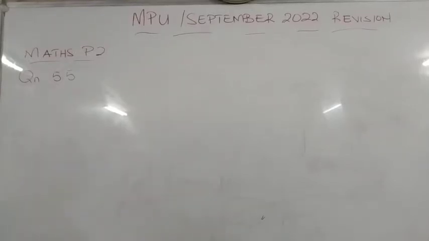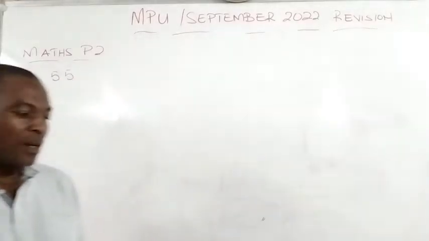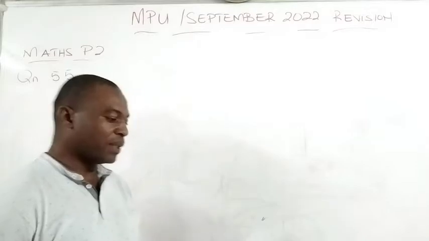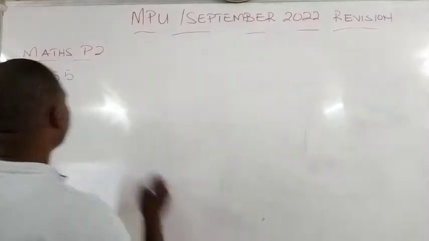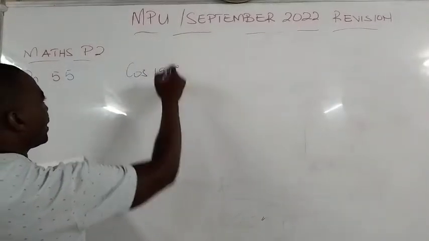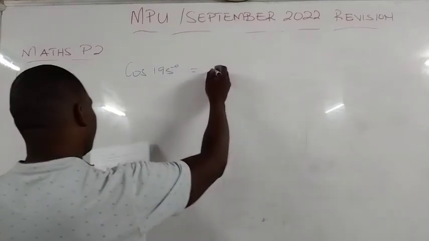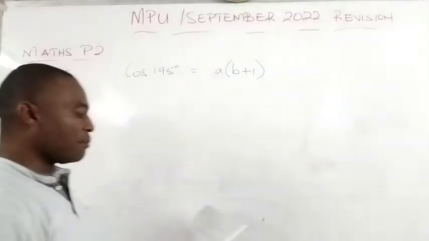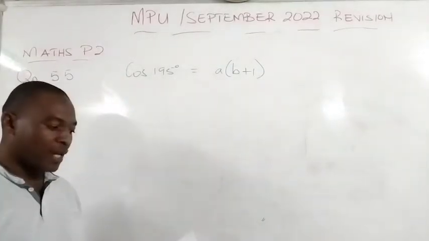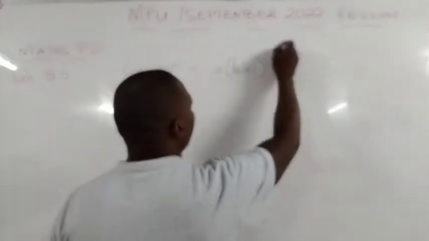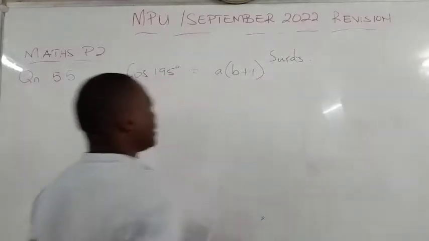5.5, we need the numerical value of cos 195 degrees, and it must be written in the form a into b plus 1. Alright, so it's cos of 195 degrees, and this must be written in the form a into b plus 1. Determine without the use of a calculator the value of a and b in said form.